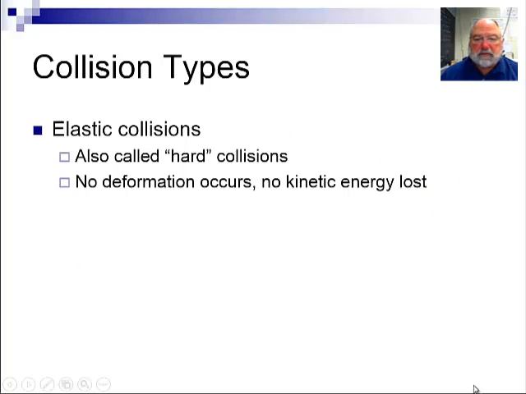The first type of collision are elastic collisions, sometimes called hard collisions. The objects don't deform and no kinetic energy is lost. Kinetic energy is conserved. Kind of like in billiards or pool. The balls are pretty close to having elastic collisions.